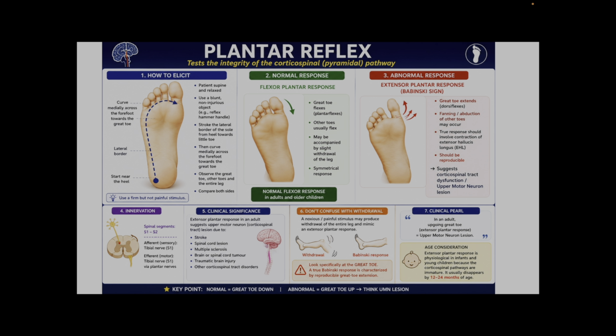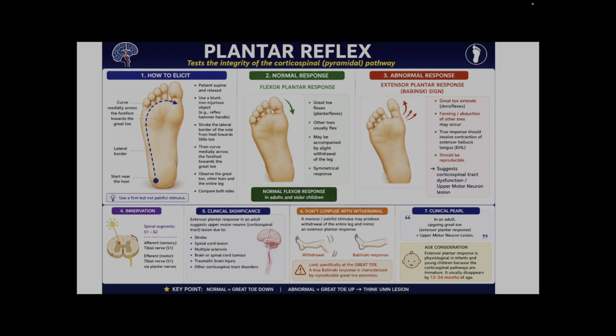In a normal adult, the great toe flexes or plantar flexes. What happens in a normal patient? The great toe flexes, and the other toes may also flex. This is called a flexor plantar response. In the second normal response, you can see that the great toe flexes and the other toes also usually flex.